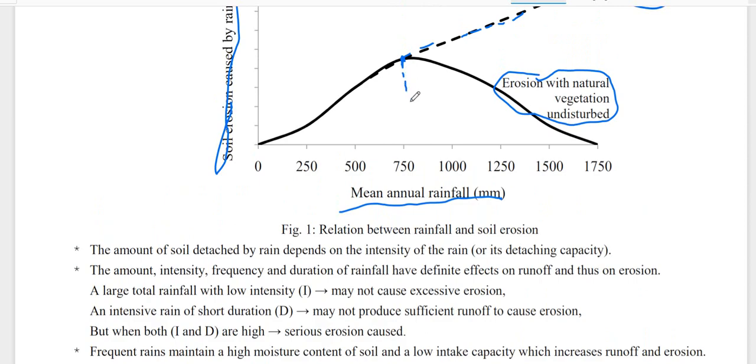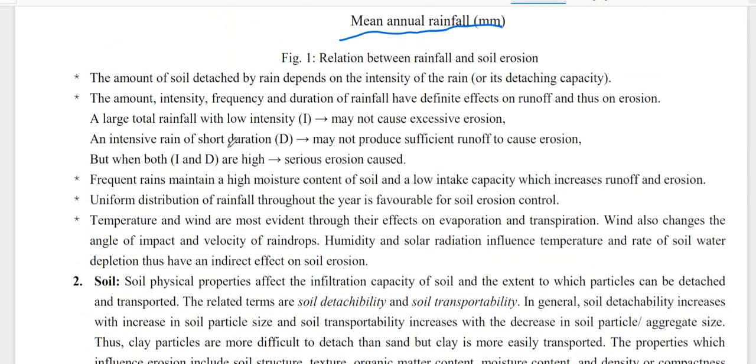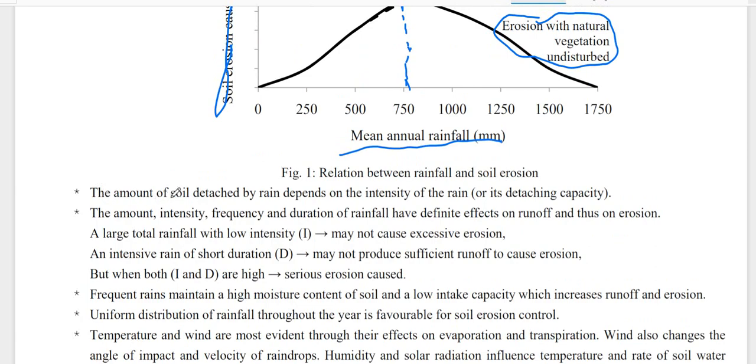So on an average it is about 750 or more mean annual rainfall. Now what it is saying: the amount of soil dislodged by the rain depends upon the intensity of the rain. It is how much its detaching capacity. Intensity means how much it's able to detach the particles.